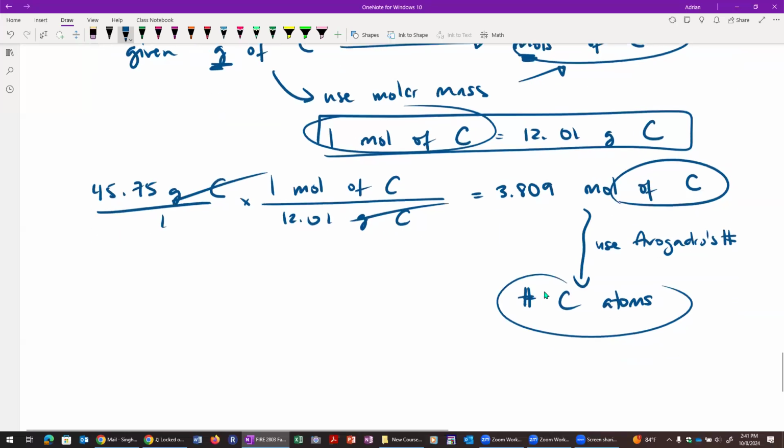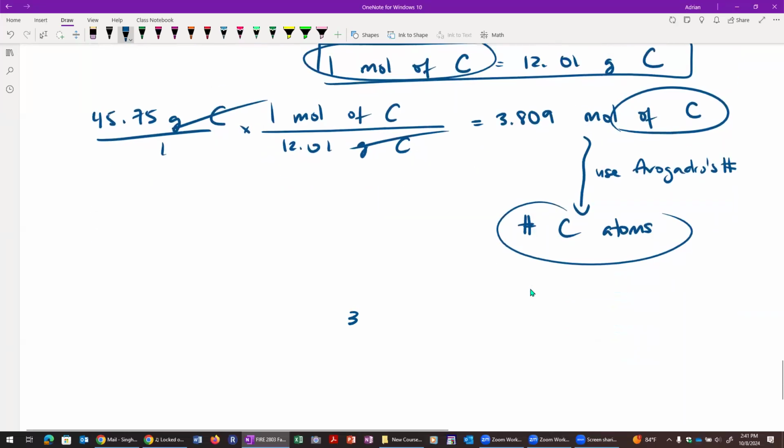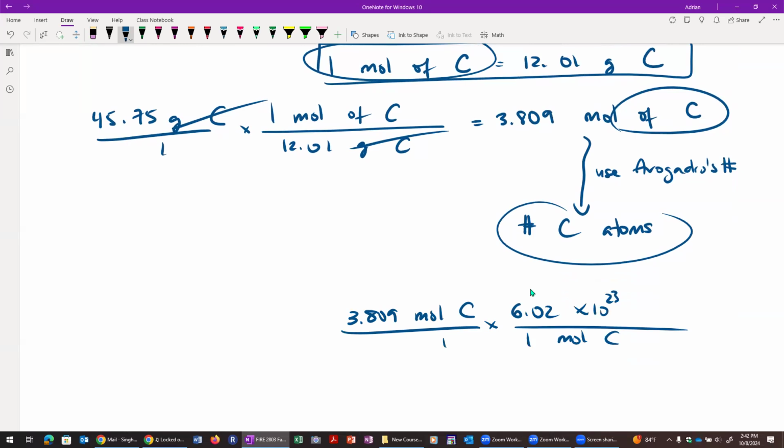Okay, and this is something we did a couple times before. So if I have 3.809 moles of carbon, I know that for every 1 mole of anything, I have Avogadro's number, 6.02 times 10 to the 23 carbon atoms. Moles of C go away, right? So I end up multiplying 3.809 times 6.02 times 10 to the 23. So I get 2.29 times 10 to the 24 carbon atoms.